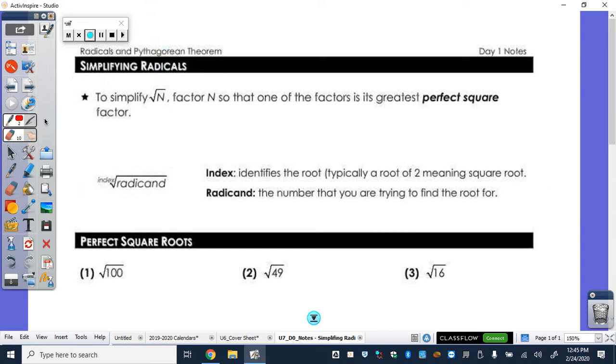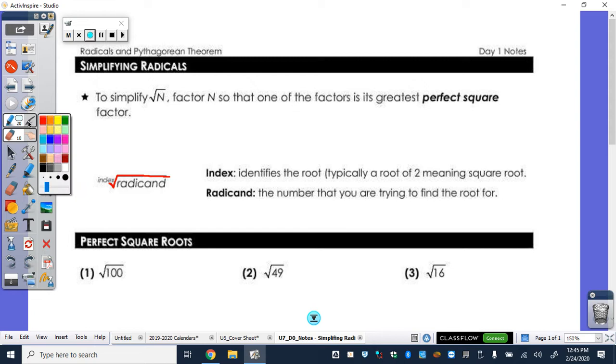So working on simplifying radicals for today. And first thing we have to do is talk about the different parts of a radical that we actually have. So right down here we've got the actual radical sign, which kind of looks like a long division sign, but it's got that little extra piece to it.